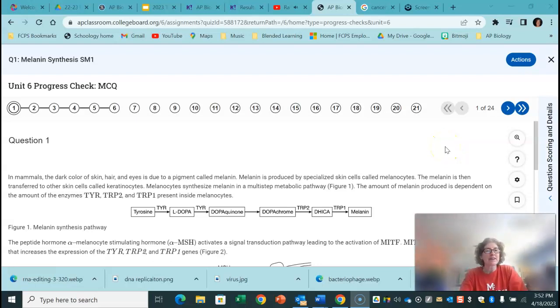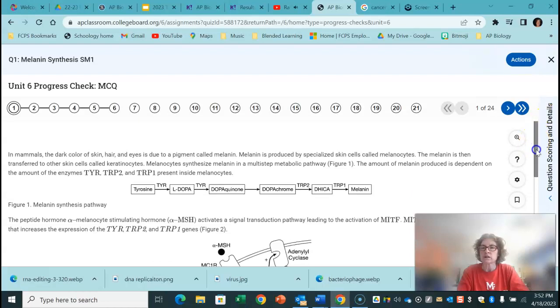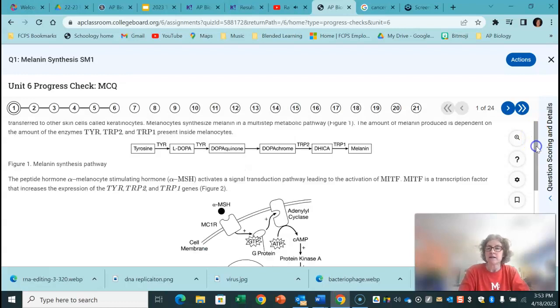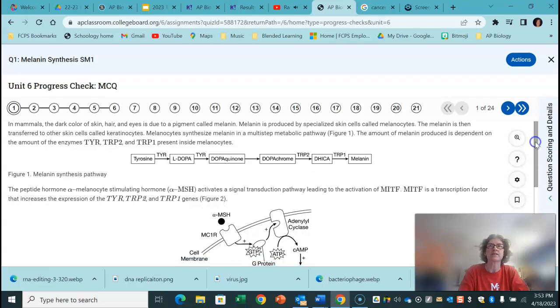Hello, I'm Julia Murdock, and I'm doing this review of the progress check for Unit 6 for AP Biology for gene regulation. And this one question is, I think, a really good example of a question that looks complex, but it really hits all the things that you want to understand for a lot of this unit. So I'm just going to read along with you here, okay?